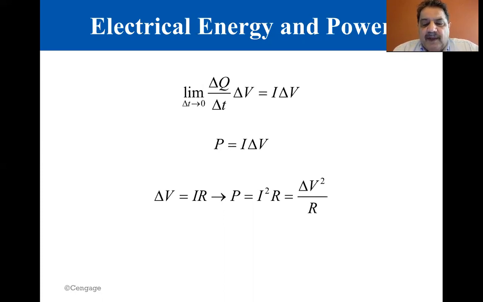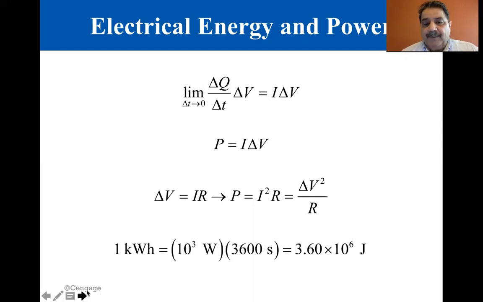The unit of energy used by electric companies to calculate consumption, the kilowatt hour, is defined in terms of the unit of power and the amount of time it's supplied. So 1 kilowatt hour equals 10 to the 3 watts times 3,600 seconds, which is equal to 3.6 times 10 to the 6 joules. 1 kilowatt hour is the energy consumed in 1 hour at the constant rate of 1 kilowatt. So 3,600 seconds is 1 hour: 60 seconds in a minute, 60 minutes in an hour, and 60 times 60 gives you 3,600 seconds in an hour.